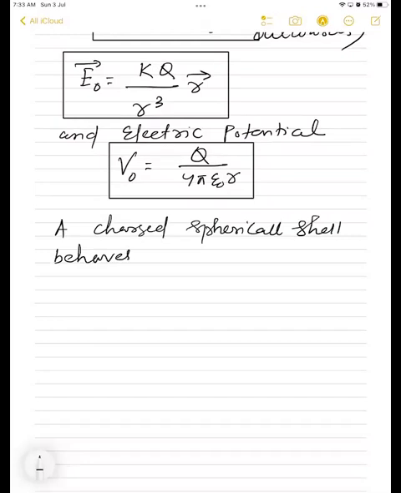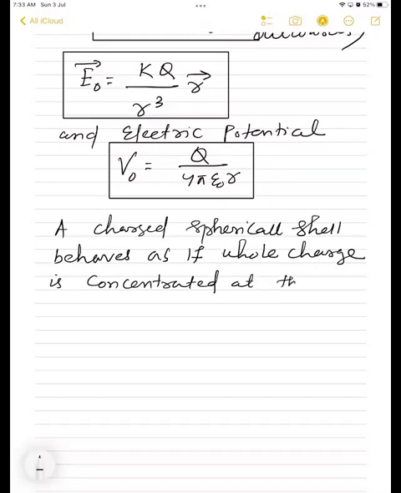behaves as if the whole charge is concentrated at the center of the cell. It's concentrated at the center of the cell, right?